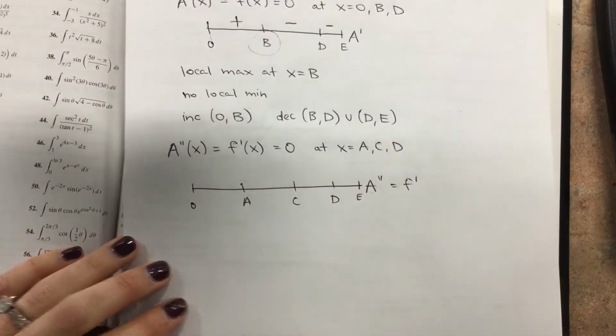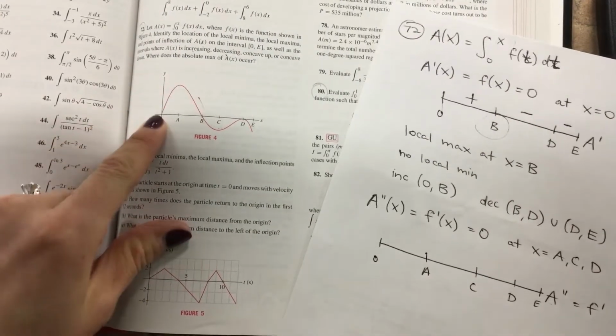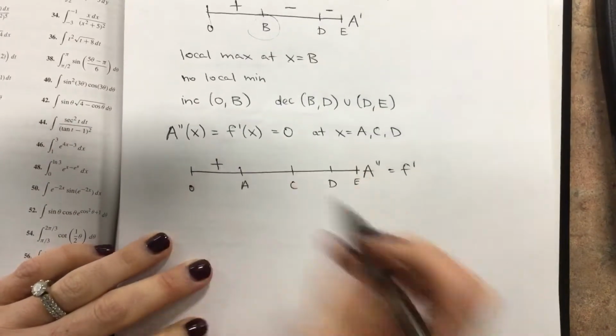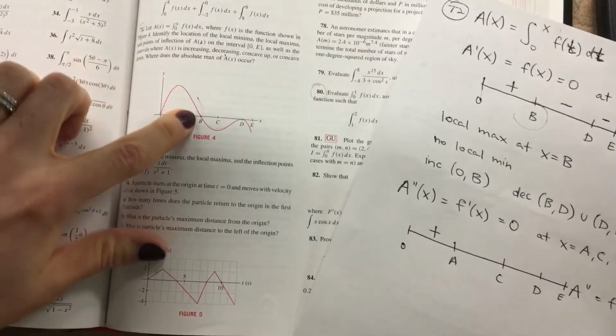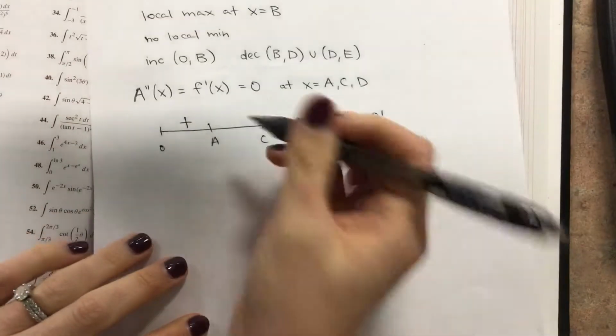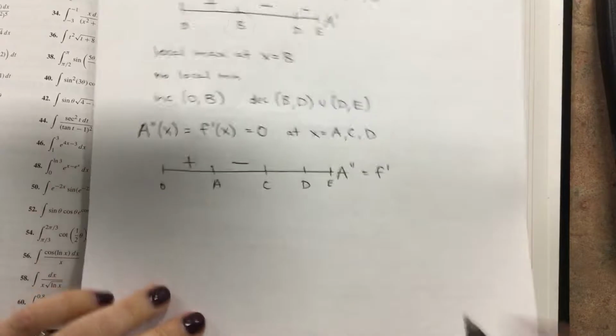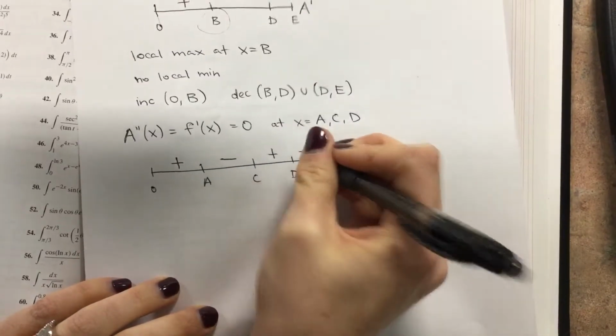of F prime. So if F prime is positive, that means this graph is increasing. So here's an increase on F, which means that F prime is positive. Here's a decrease on F, which means that F prime is negative. This is an increase followed by a decrease. So F prime would be positive and then negative.